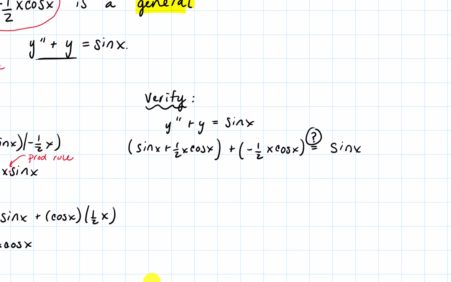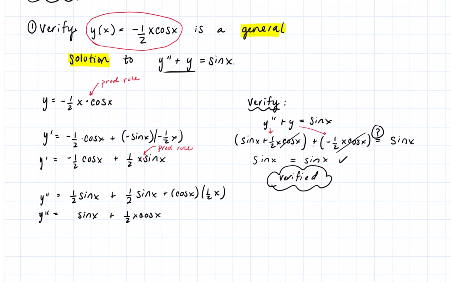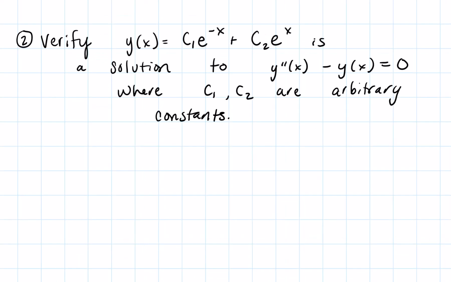Well, look at that. It does, because we're just adding those two. The only reason I put those in parentheses was to show that this was y double prime and this was y. But look at that. Those two would cancel out, and we end up with the sine of x does in fact equal the sine of x, and we have verified the solution by showing that the second derivative plus the original function that we were given was equal to the sine of x. Okay, so let's take a look at another example.